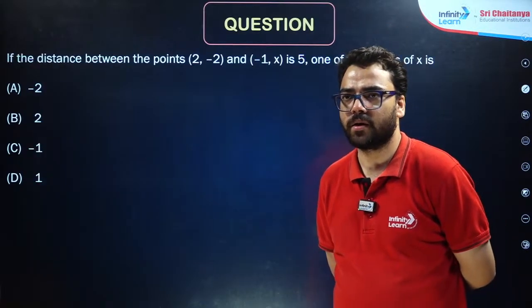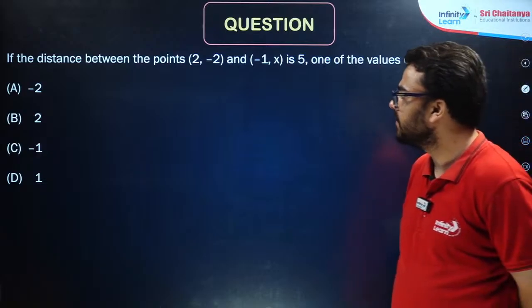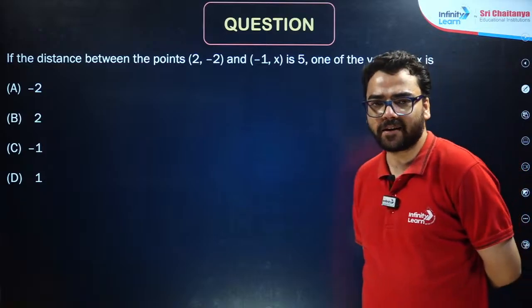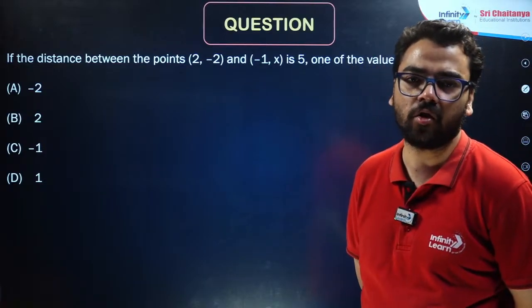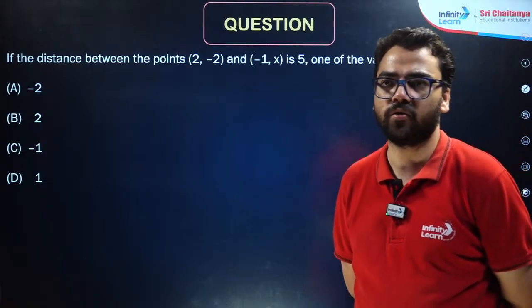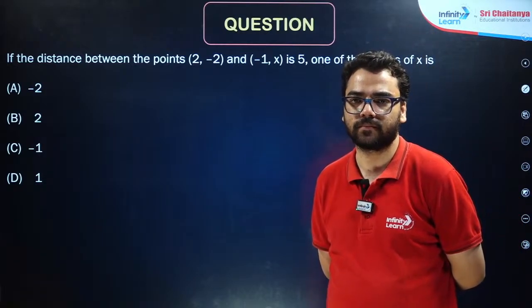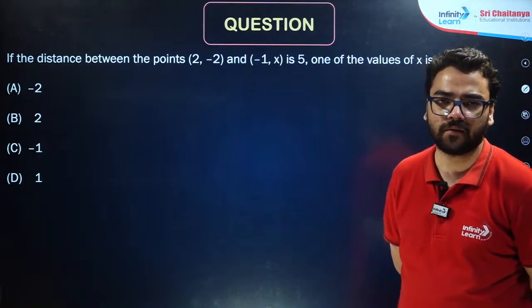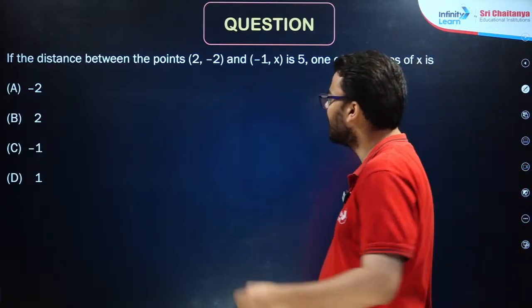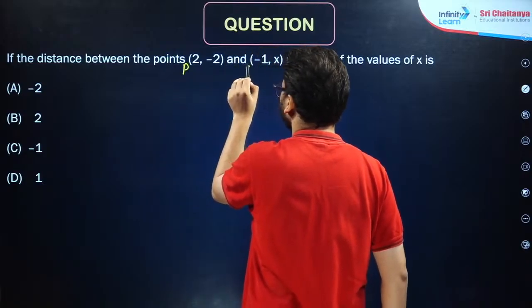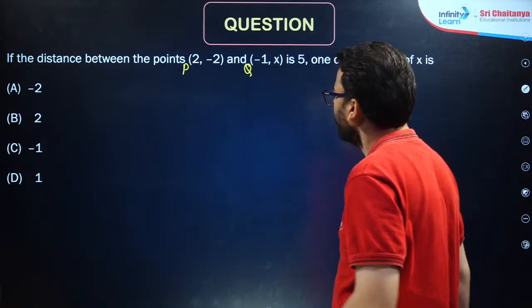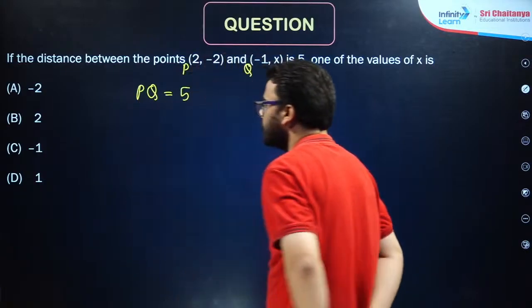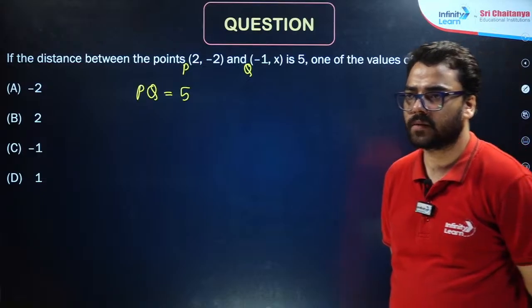Okay, let's move on. Try doing this one. If the distance between these 2 points is 5, you have to find one of the values of x. In fact, find both the values of x, but obviously as per the option, you have to check out only one value over here. Distance between these 2 points is 5. One of the values of x you have to find. Suppose the points are P and Q. And it is given over here that PQ is equal to 5. Okay, let's see that, Ravinder.